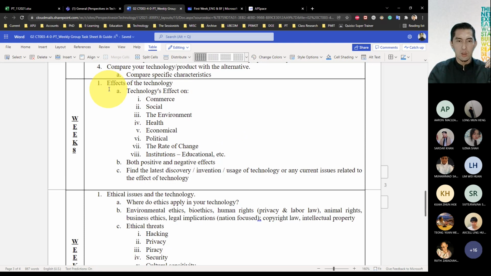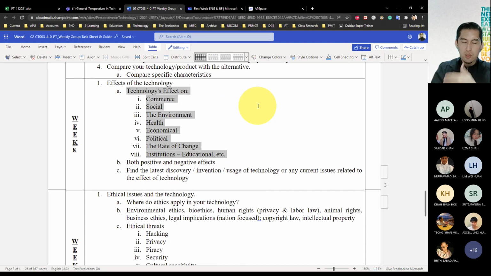What you're going to do is evaluate the particular effect of your technology. Technology can have an effect on the following areas. We are covering this in your lecture on Thursday. But until then, you can run through the materials and the lecture slides to see what areas they go into.